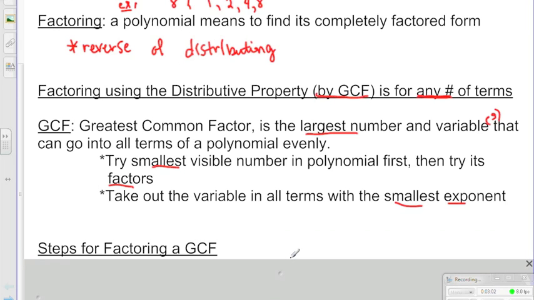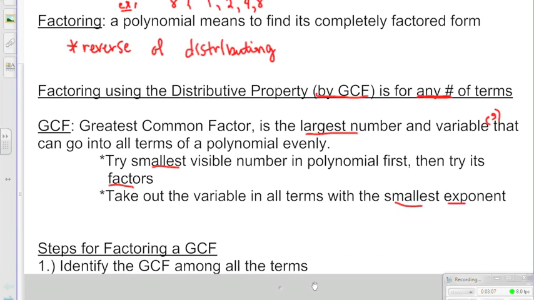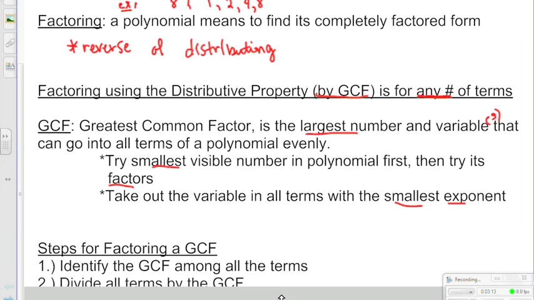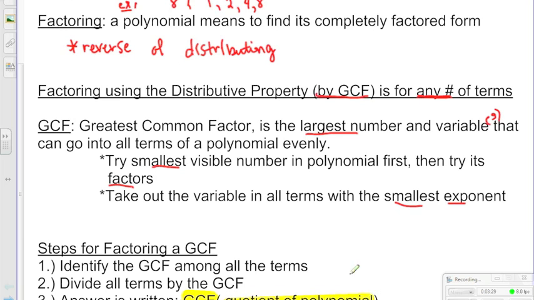Now lastly, our steps for GCF. Step 1, identify the GCF among all the terms. So look at all the terms there in the polynomial and find its GCF. Step 2, divide all the terms by the GCF. And lastly, your answer is written like this right here. You have your GCF on the outside of your parentheses. Then inside you have the quotient of the polynomial, because up here in step 2 where we divide, quotient just means it's the answer to the division.